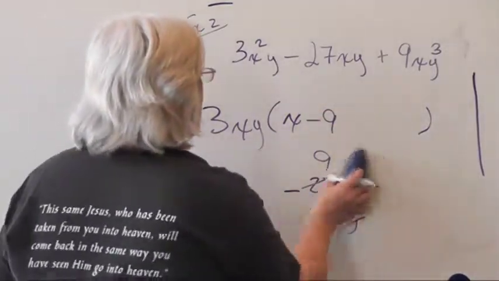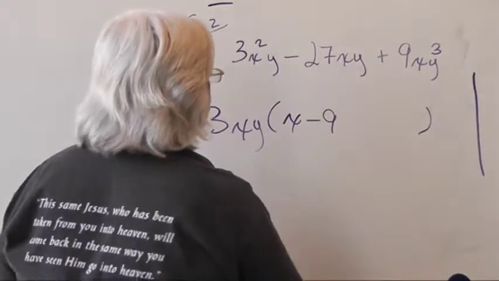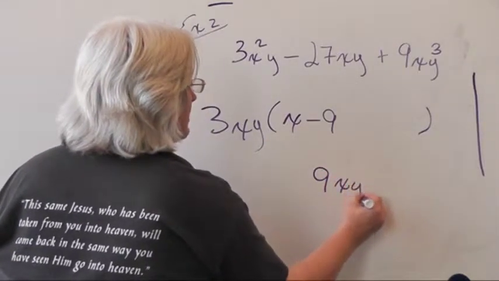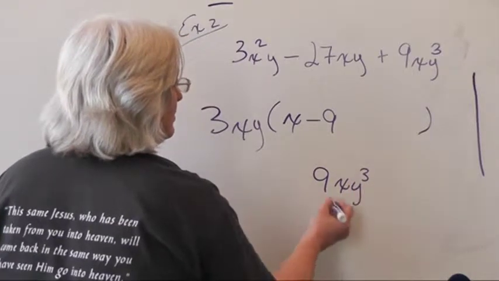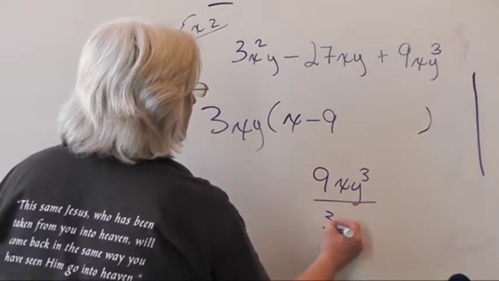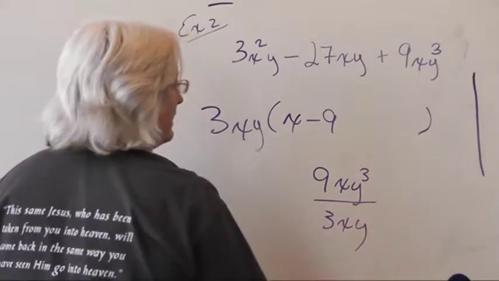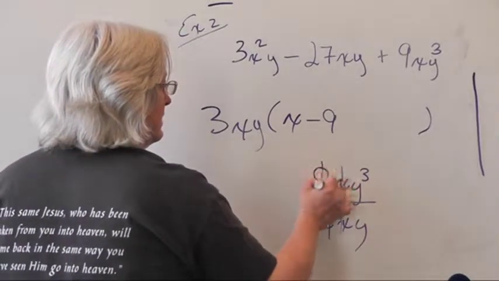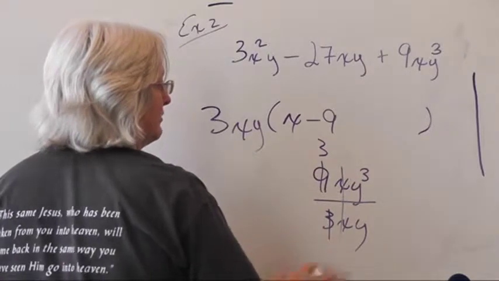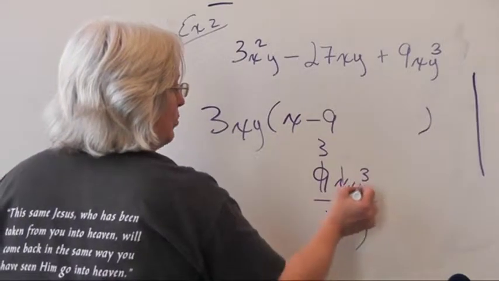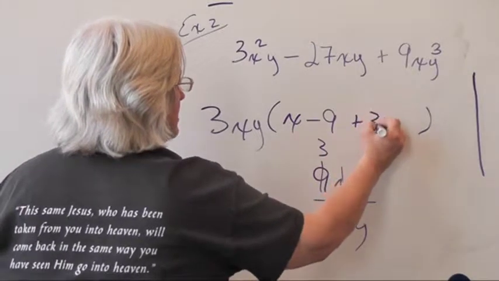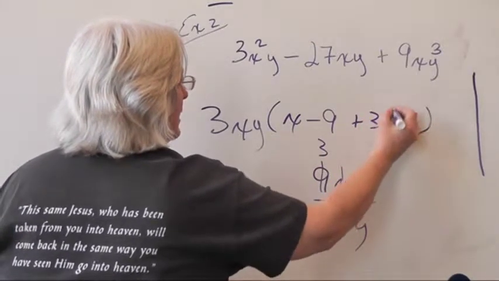Now, let's see what happens with our third term. 9xy cubed. When we factor out, or when we divide by xy, the x's cancel, the 3 goes away, becomes a factor of 3. 3y cubed divided by y is y squared, plus 3y squared.